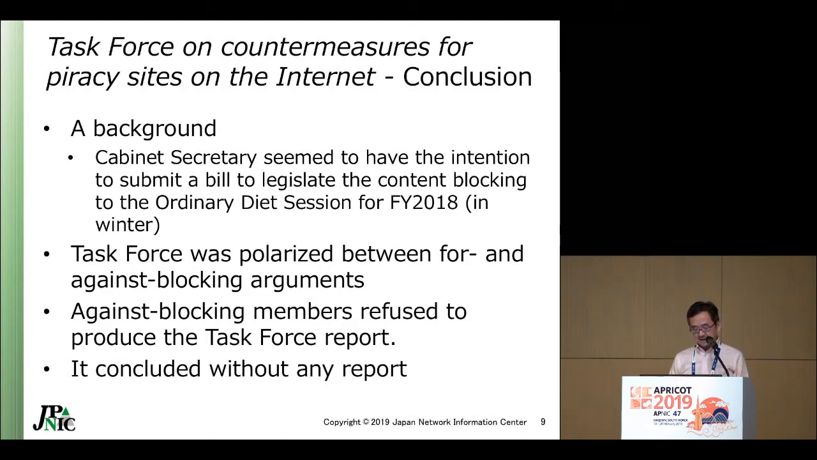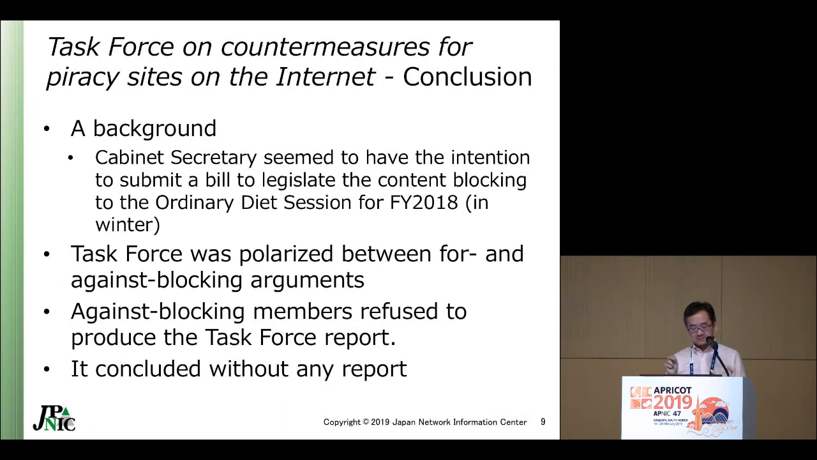And then finally, in the 8th task force meeting, the 9 members who were against the legislation refused to produce the task force report. Meaning, the other members of the task force said, we had a discussion, why don't we produce the report?